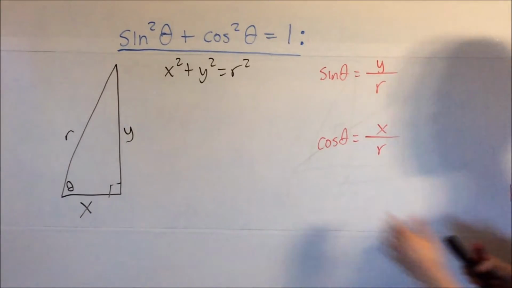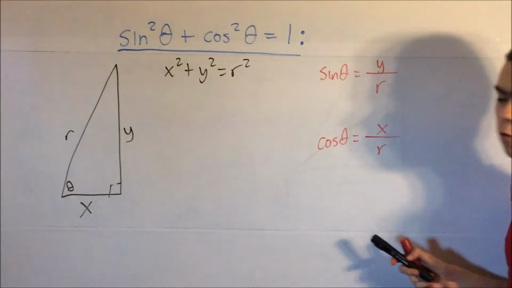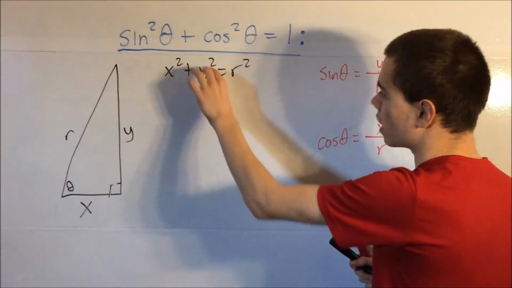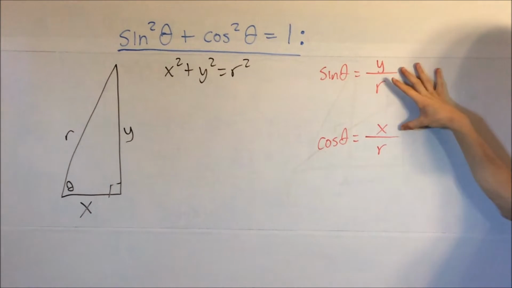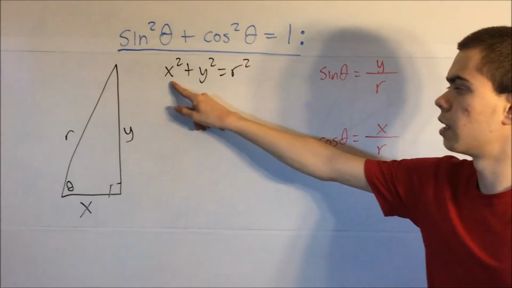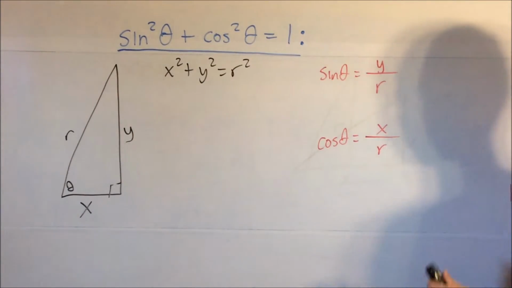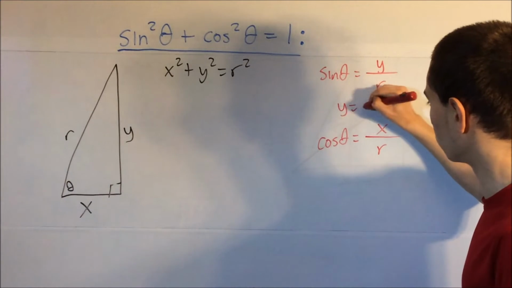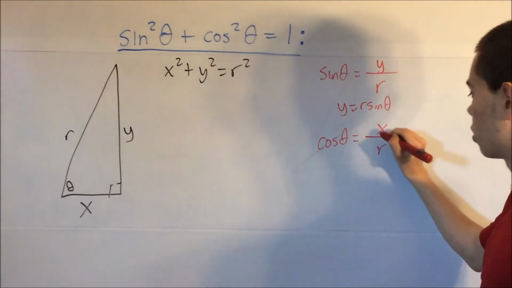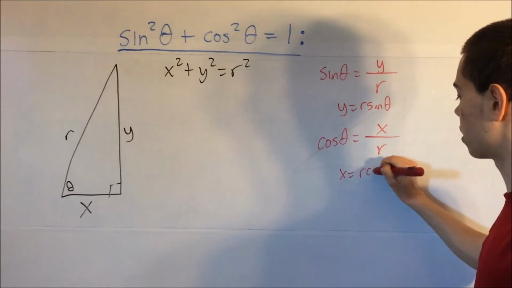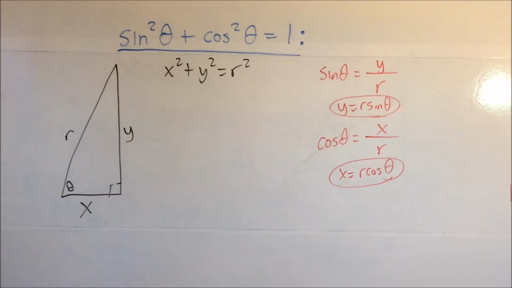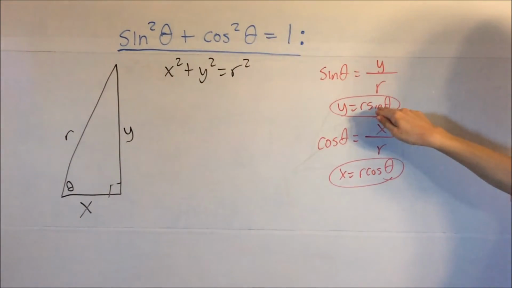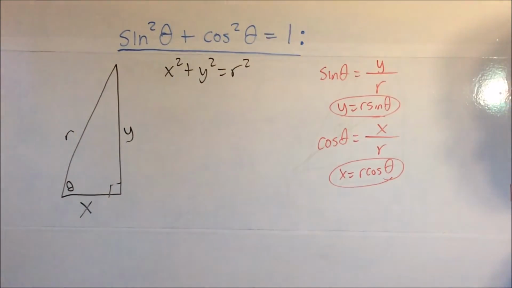Now notice how we have sine squared of theta plus cosine squared of theta. Well, for the Pythagorean theorem, what we have here is x squared plus y squared. So what we should do is solve for y and x here, so we can get sine of theta and cosine of theta on the left side of the equation. If we solve for y right here, we get y equals r sine of theta. And if we solve for x right here, we get x equals r times the cosine of theta. Those two things right there are huge. And so what we're going to do now is substitute y for r sine of theta, and substitute x for r cosine theta.